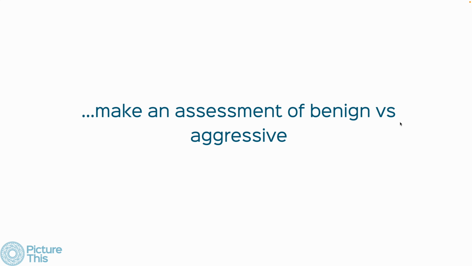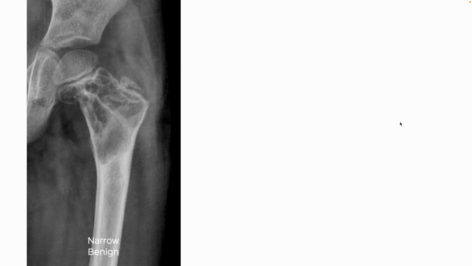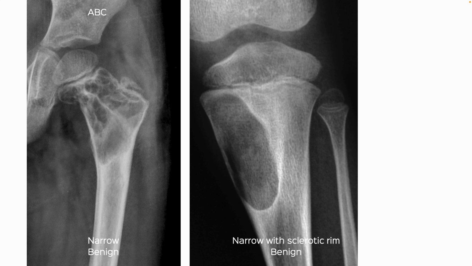If the radiograph is abnormal, then we make an assessment of benign versus aggressive on the radiograph based upon zone of transition and periosteal reaction. The zone of transition is the transition point between normal and abnormal bone. And you can see here that this is a very sharp, narrow zone of transition telling us that this is benign in this aneurysmal bone cyst.